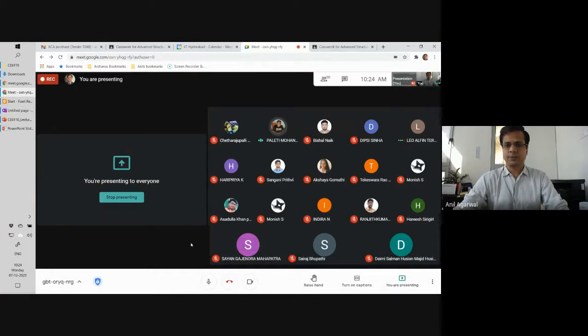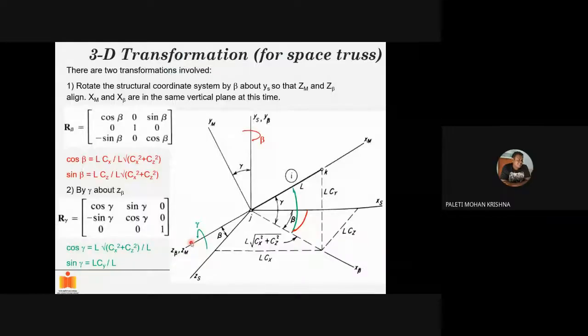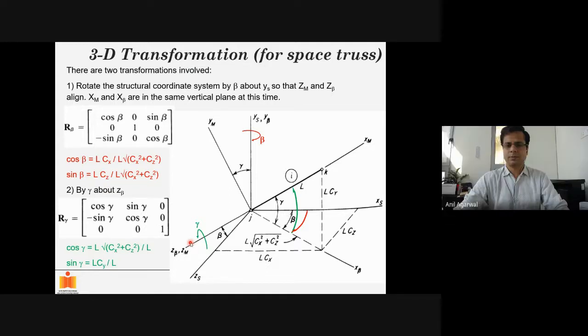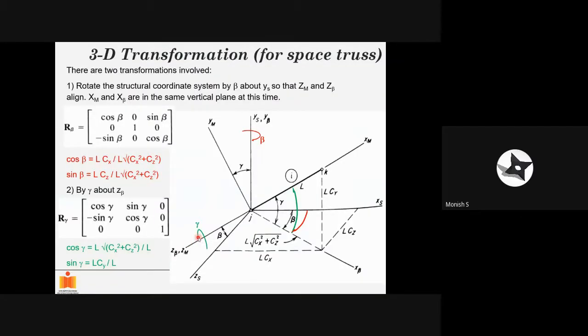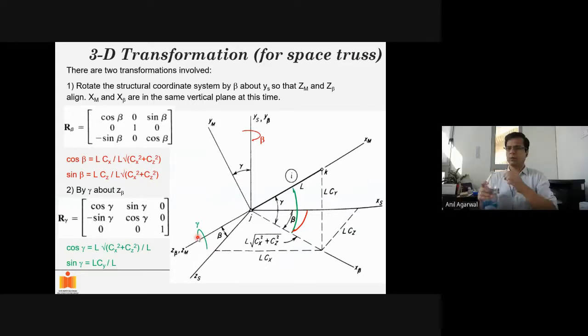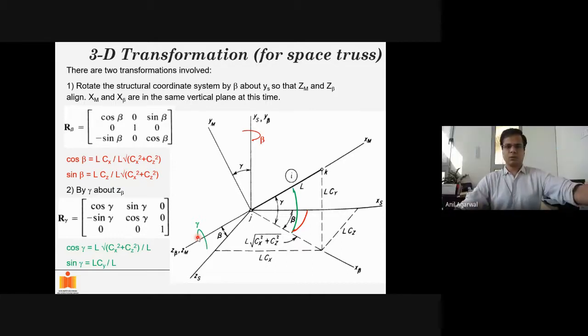X and z are in the horizontal plane. If we project xm, then it makes beta with the x-axis and beta with the z-axis. Sir, both are mutually perpendicular angles. Which both? Global and local are not mutually perpendicular.